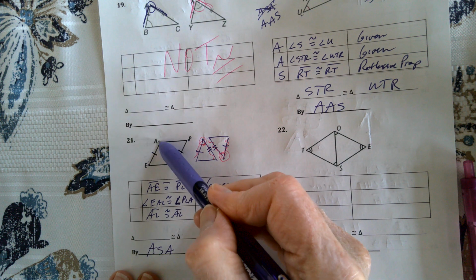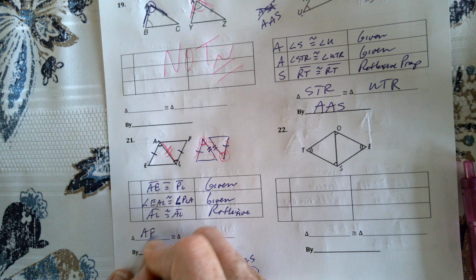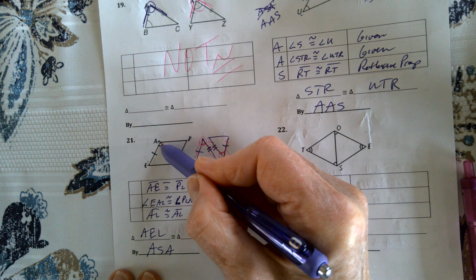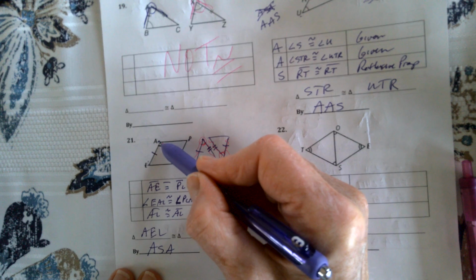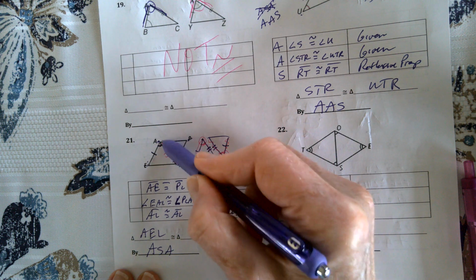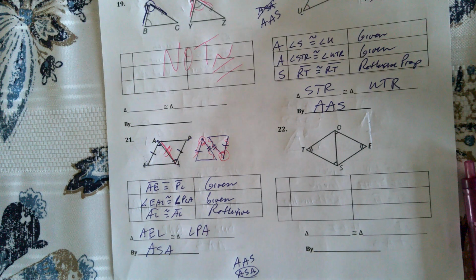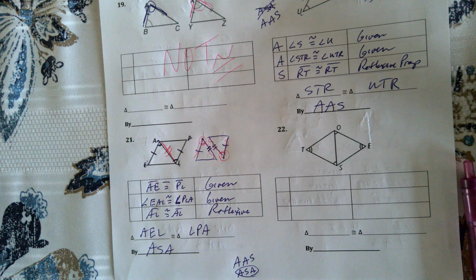So I'm going to go A, E, L. Notice I started with one curve and went down the one hash side. A, E, L. So I'm going to go L, P, A. A to E to L to P to A. My E and P's match up. We did good. Okay, last one.